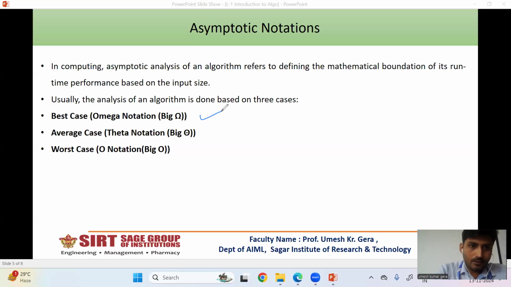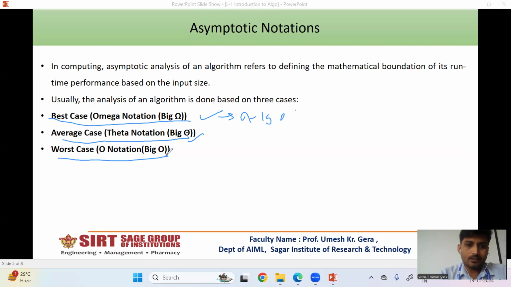The first one is best case, which is omega notation. Omega notation is represented by big omega, and it is used for best case analysis. The second one is average case. The symbol used for average case analysis is big theta. And the third one is the worst case, which is represented by big O notation. One by one, we will discuss each of the notations and the mathematical equations used in a particular algorithm.